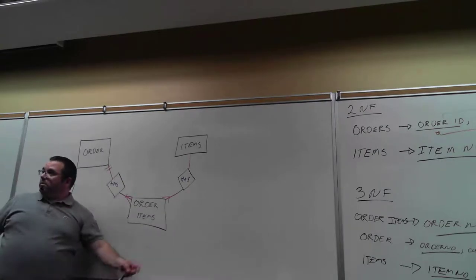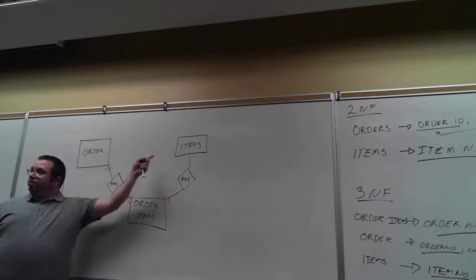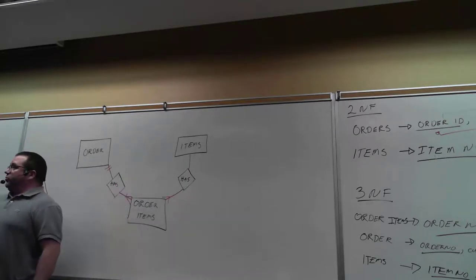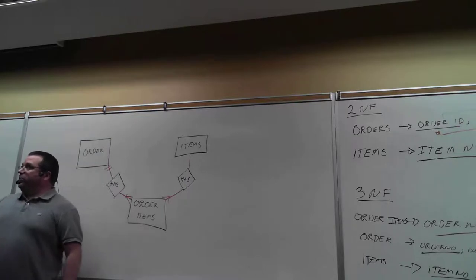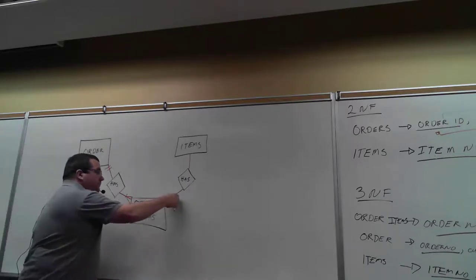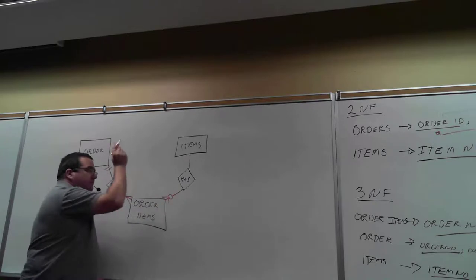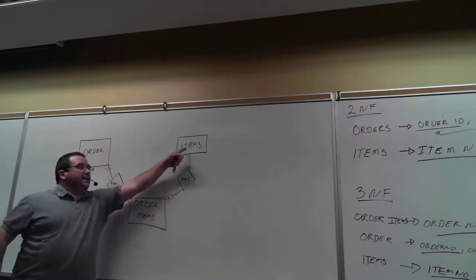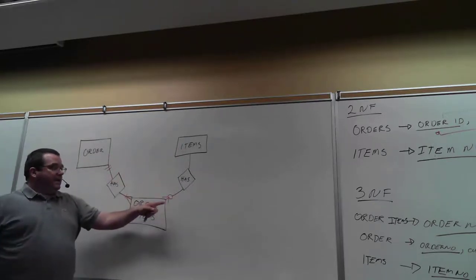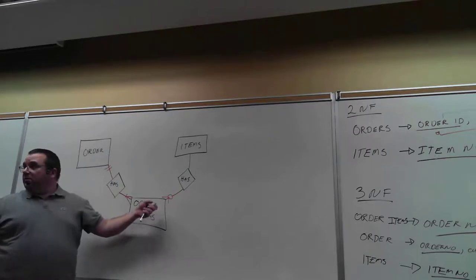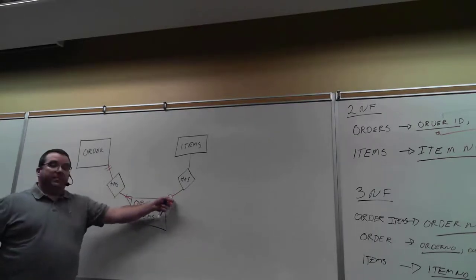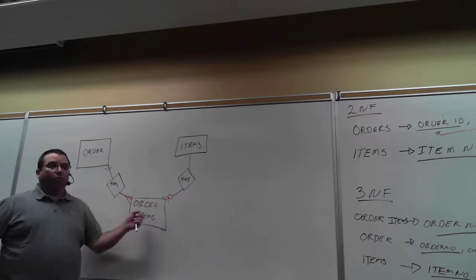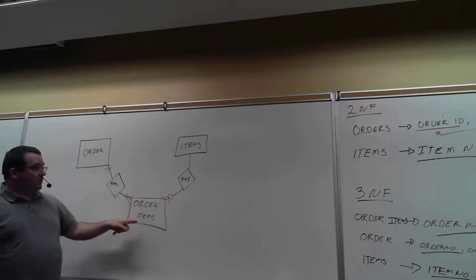Now, is it possible to not ever order an item? Well, theoretically, what happens, you just put one in the store, nobody ordered it yet. So an item may not be ordered yet. Now, I was saying an item may be sold in more than one order, or it may not be sold at all. So zero, one, or more times can appear in this table.